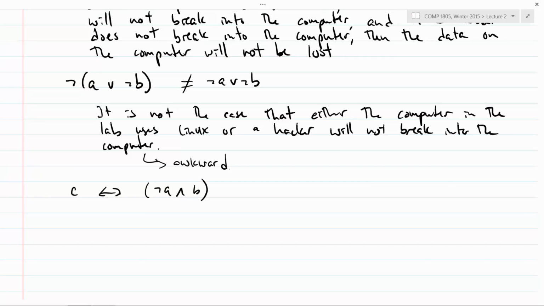Yeah? If and only if the data on the computer is lost, since the computer does not use Linux and the hacker does not break into the computer. Yeah, so you can say it that way. Another way to say it would be the data on the computer is lost if and only if the computer in the lab does not use Linux and a hacker breaks into it. You could put the if and only if in the middle too. That's what I tend to do, but you can do it either way.